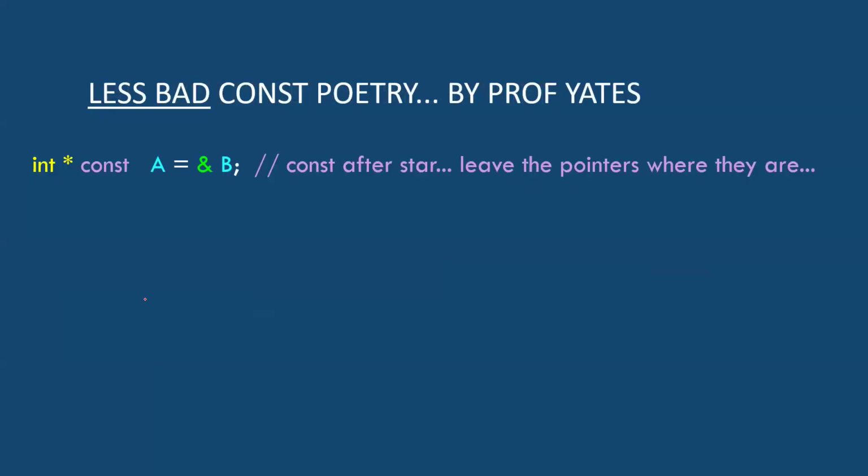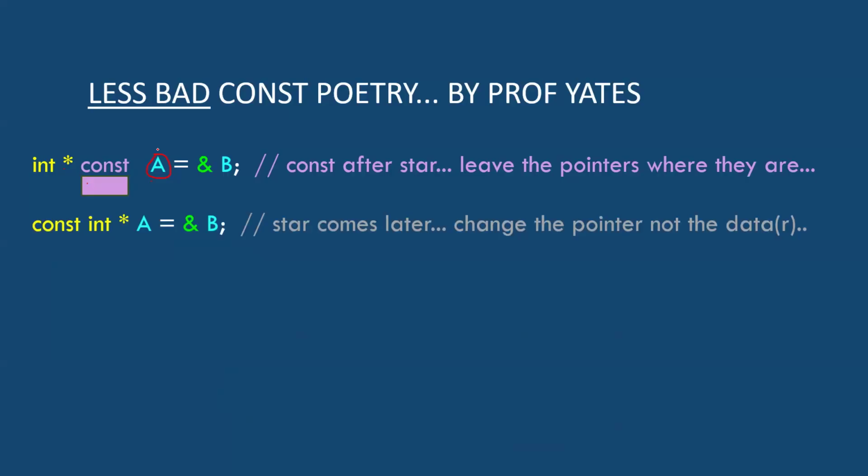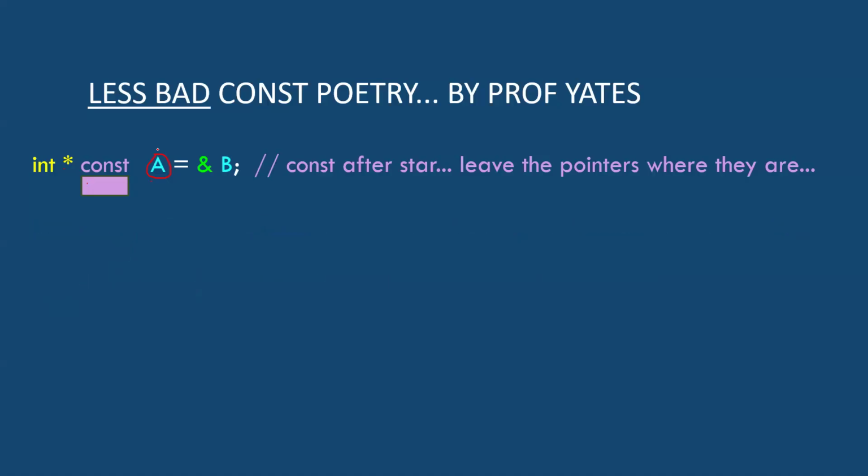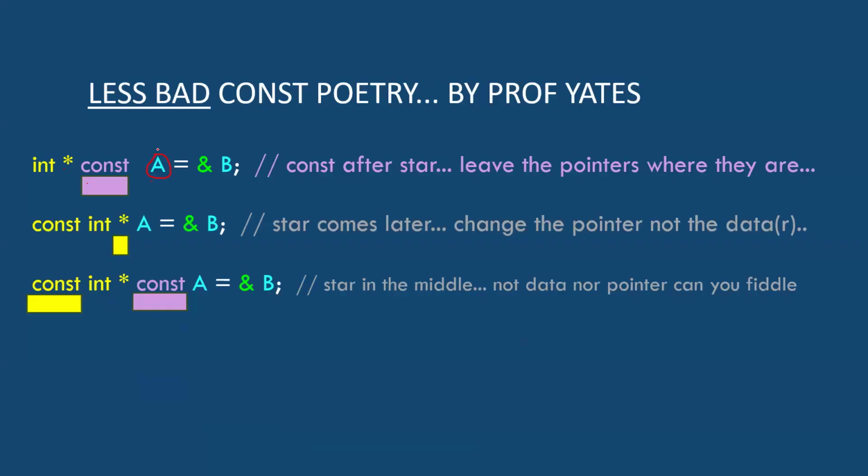So I tried to do better, and I think this one is actually more memorable: const after star, leave the pointers where they are. If you just remember that one, everything else you can figure out, right? If the const is after the star, leave the pointers where they are. I can't change the A, right? The next one was not so good: star comes later, change the pointer, not the dater. Yeah, I'm not a poetry person for sure. So: star in the middle, not the data, nor the pointer, you can fiddle. Yeah, forget all those. Just stick with that one. Anyway, you can tell I was a little bored that day.